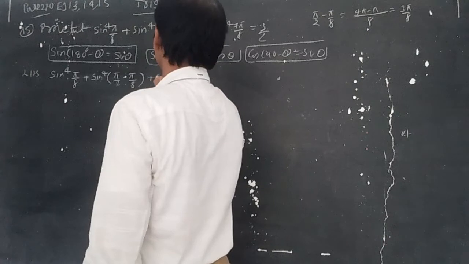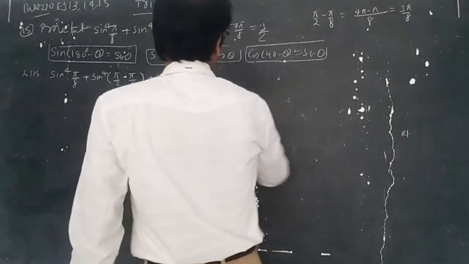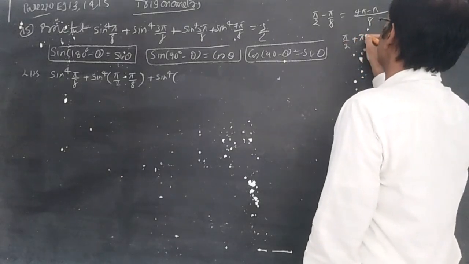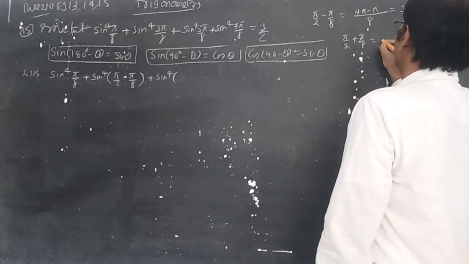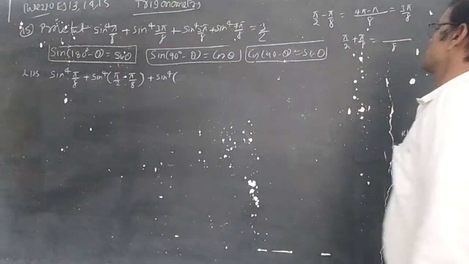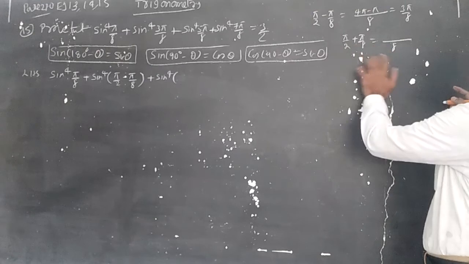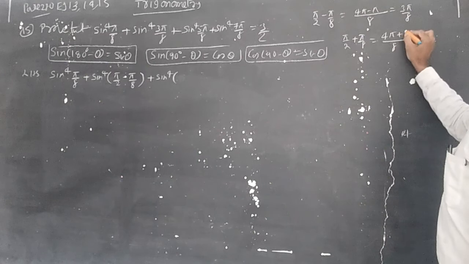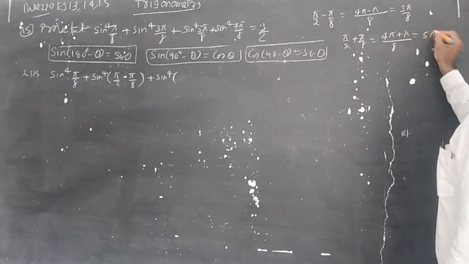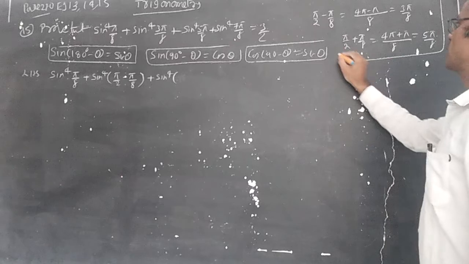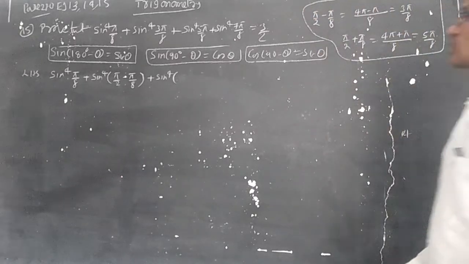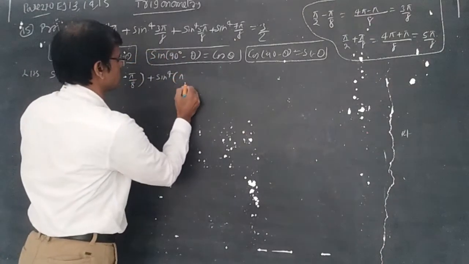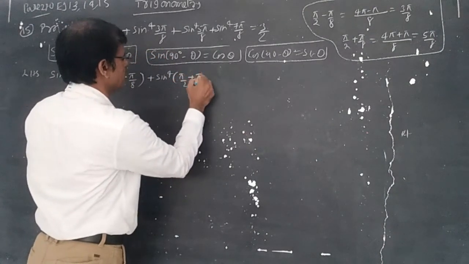Next, take this one, pi by 2 plus pi by 8. I am writing LCM as 8. 2 will be dividing 4, 4 times, so 4 pi plus pi, so 5 pi by 8. These are rough calculations, of course, a conversion method. Now 5 pi by 8 I am writing as sin power 4 of pi by 2 plus pi by 8.